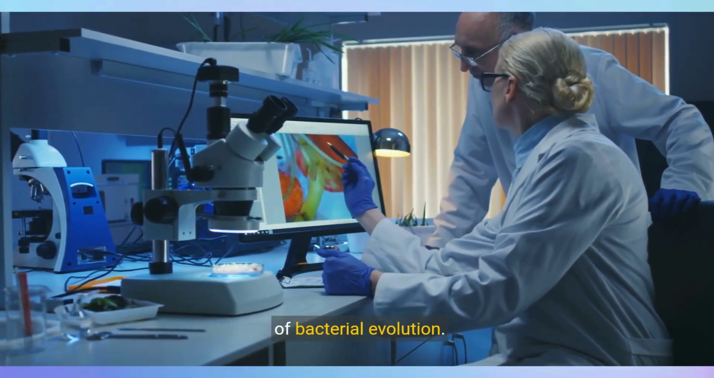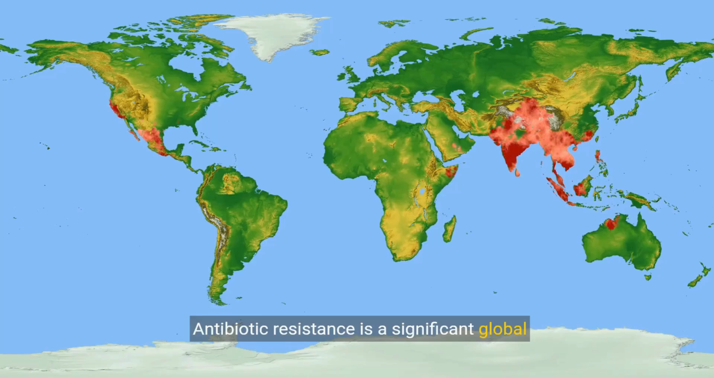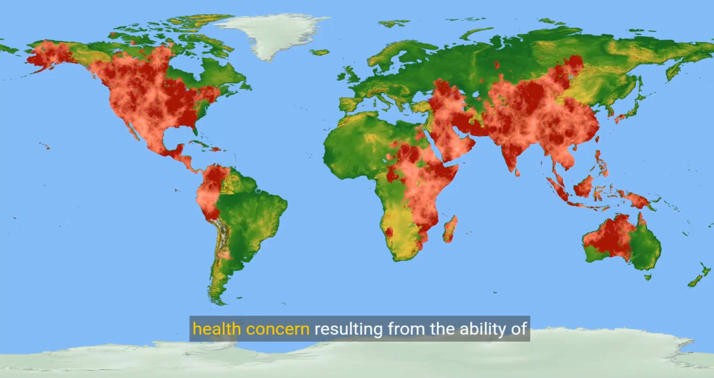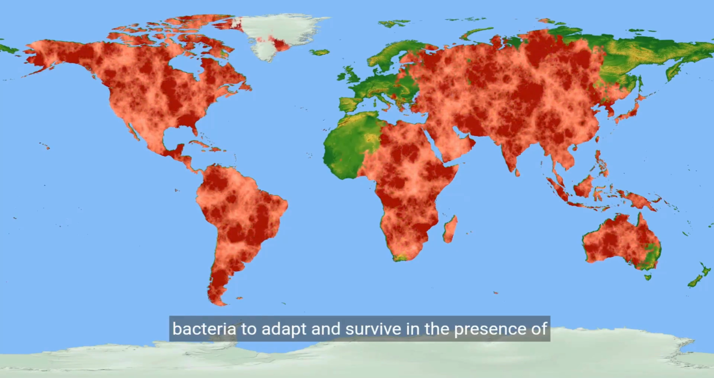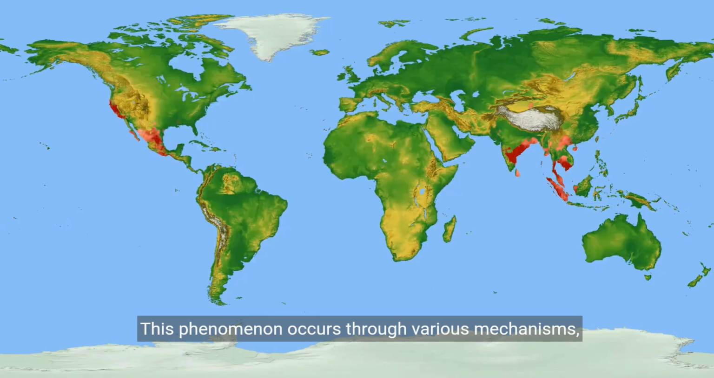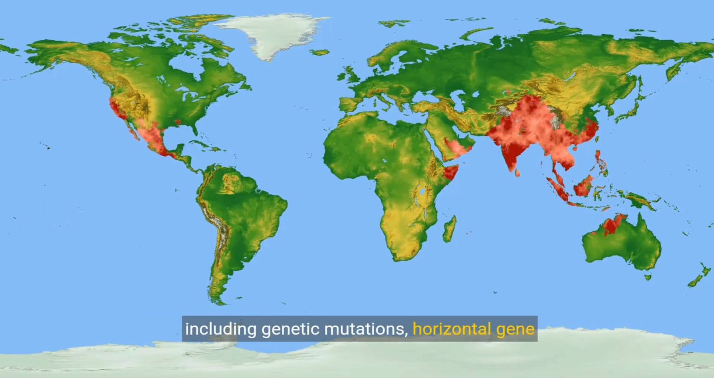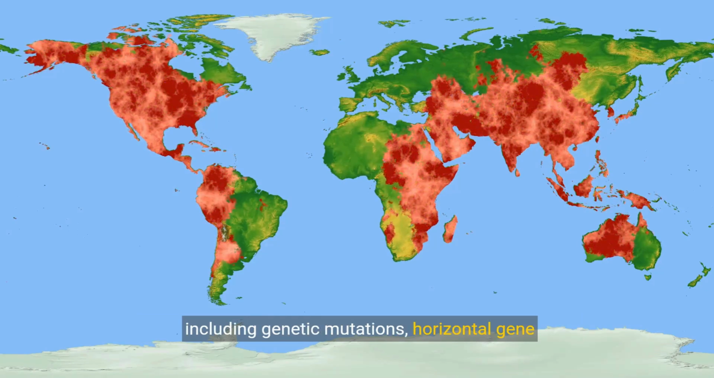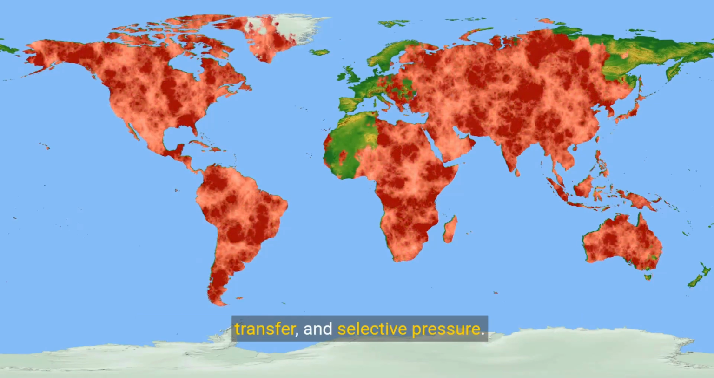Antibiotic resistance is a significant global health concern resulting from the ability of bacteria to adapt and survive in the presence of antibiotics. This phenomenon occurs through various mechanisms, including genetic mutations, horizontal gene transfer, and selective pressure.